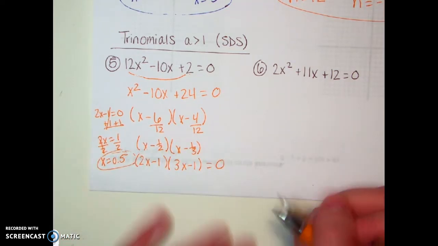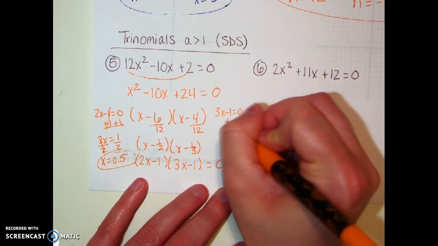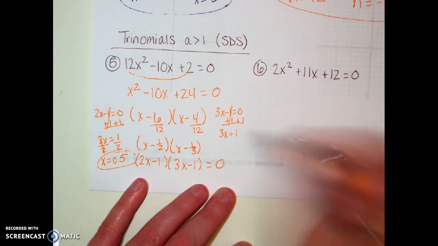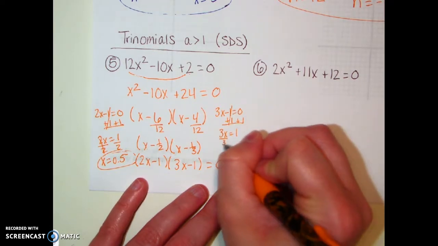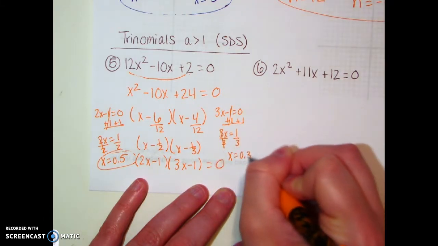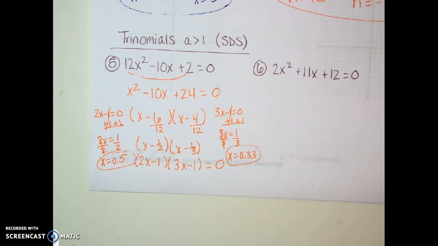Okay, other one I'll do over here. 3x minus 1 equals 0. Add 1. 3x equals 1. Divide by 3. X equals 0.33. So there's your two answers for that one. So that one is a little bit of work, but it's not too bad.